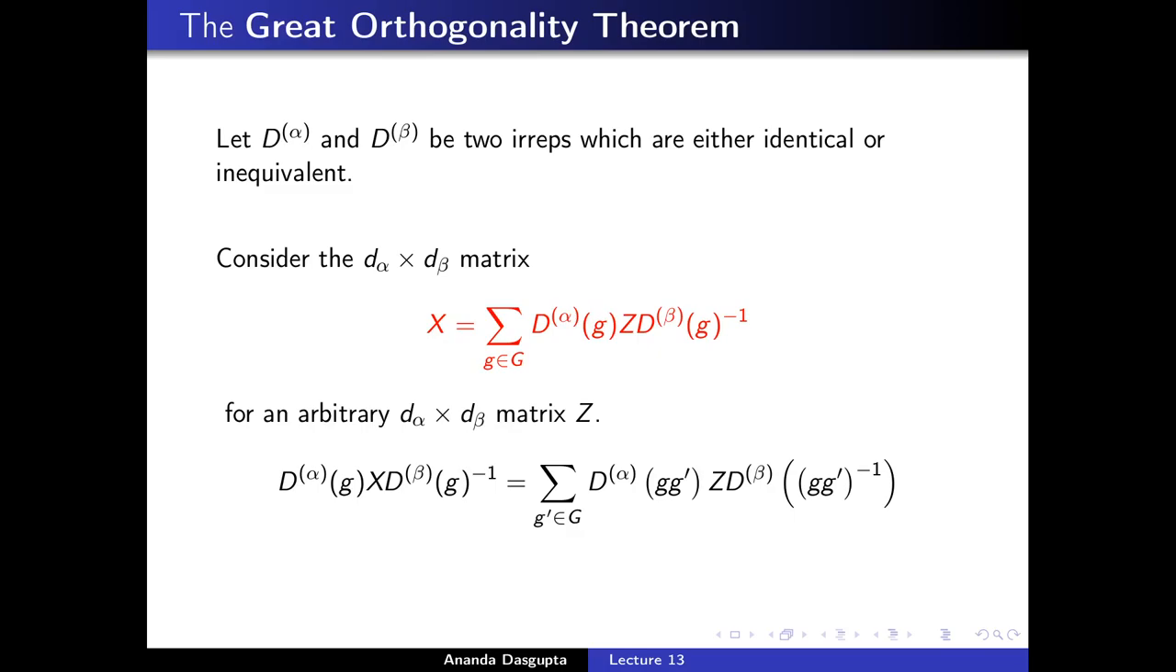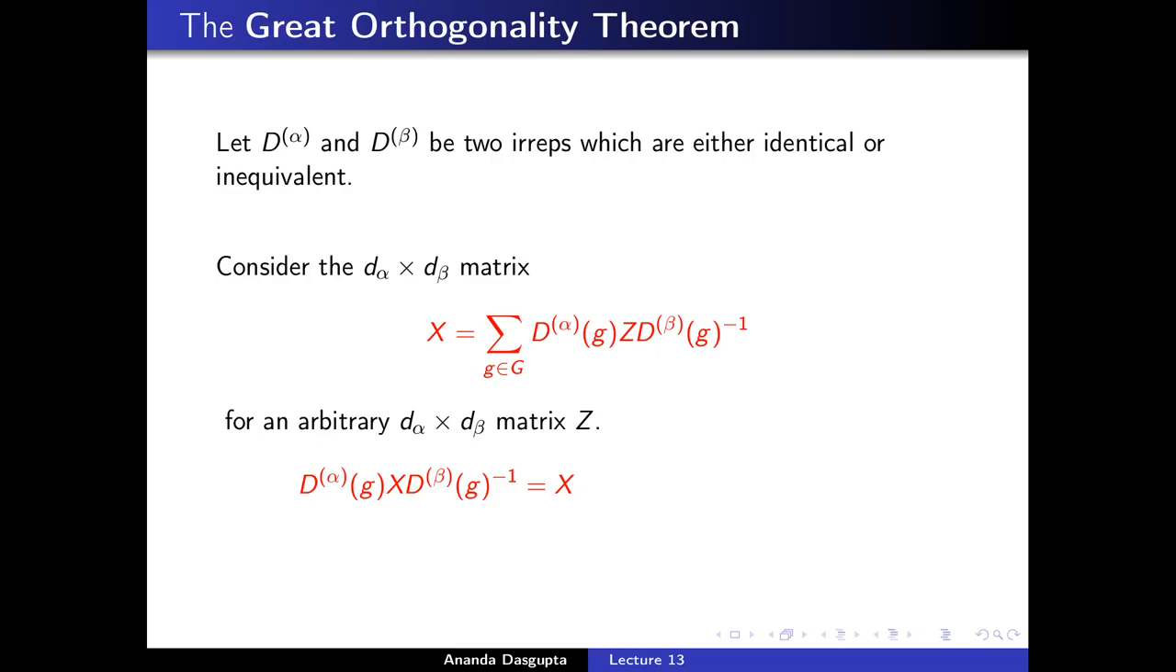Thus, the sum on the right of the expression here is exactly the same as the one in x, and so this is equal to x. Hence, we end up with the result that d alpha g x d beta g inverse is the same as x. So, this small d alpha by small d beta matrix x has this particular property that d alpha g x is x times d beta g. That is, x intertwines between the set of matrices d alpha and d beta, and it does so for each and every small g belonging to capital G.